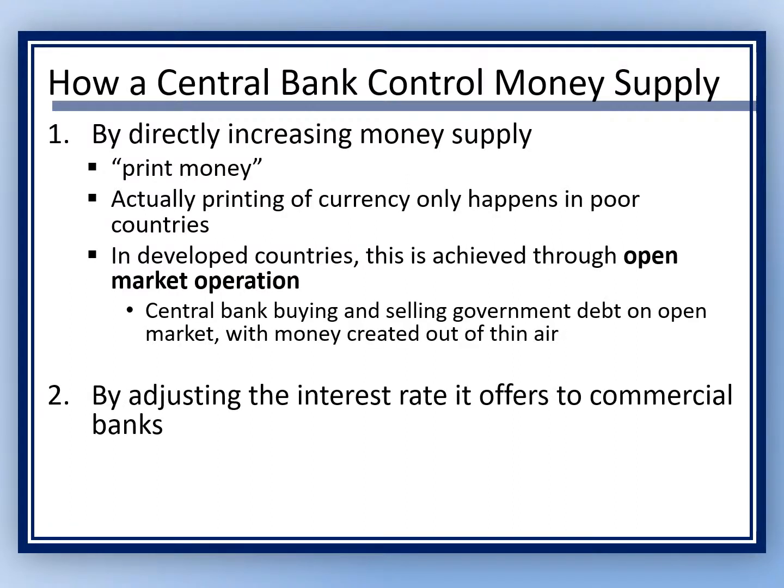There's an additional way the central bank can affect the interest rate it offers to commercial banks. In the US, this is called the discount window. This is not as commonly used, so as a policy tool, it is not as important as open market operations.